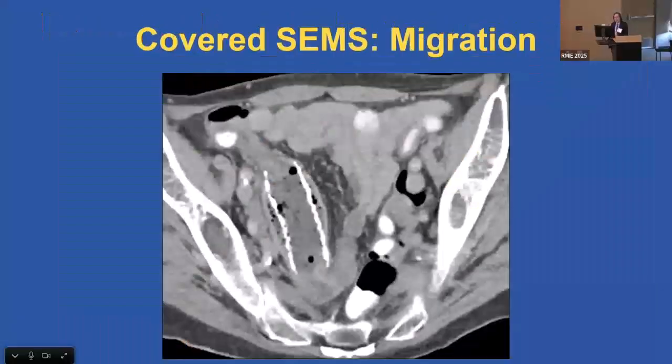And this is another case also from last week, so it was very timely for this talk. This is a patient who had a covered SEMS placed for duodenal obstruction, and this had migrated down into the ileum. The patient was sent to us in the hopes that we could retrieve this from the ileum, but unfortunately we were not able to get to it, and this patient ended up having to go to surgery.